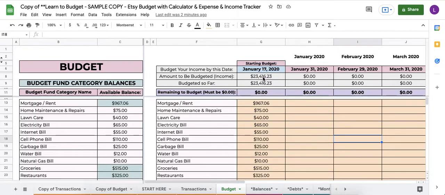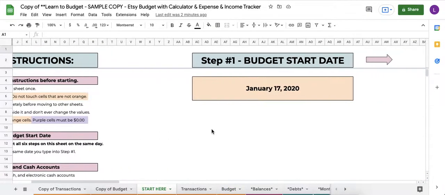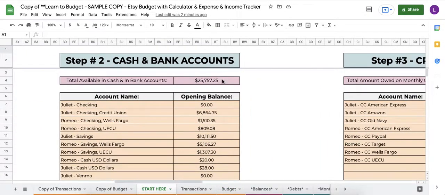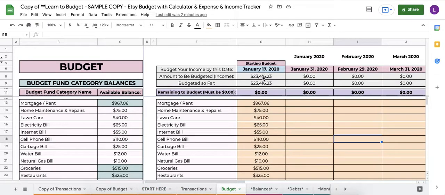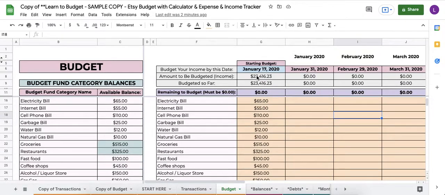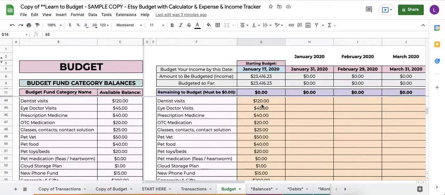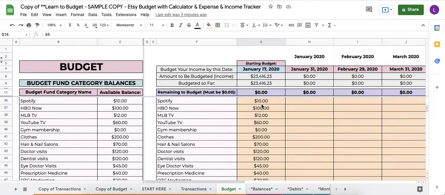On that date, they had $23,416.23 available, and as you'll remember, this number is the sum of their cash and bank accounts minus the amount they owe to their credit cards. And then what this person did on January 17th is went through and assigned every single penny of that $23,416.23 to a budget category, and that is their starting budget balance.